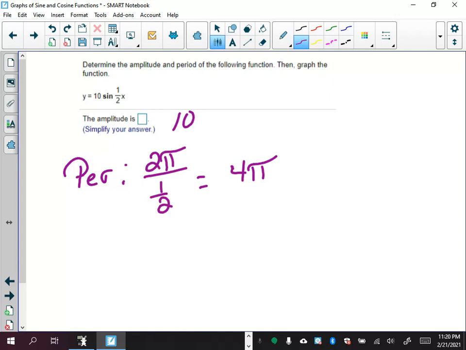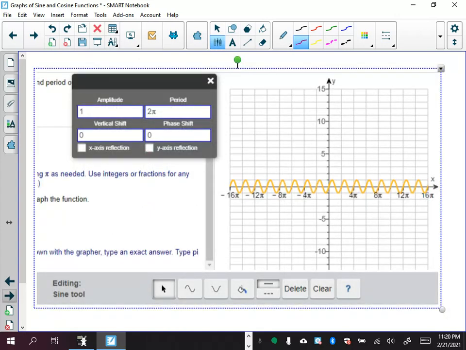So let's talk about the graphing piece. On the graphing piece, you're going to get something that looks like this. You have this editing tool that pops up here at the bottom. You've got the little arrow button, then you have these two graphs sitting right here. The first one is your sine graph. Your second one is your cosine graph. You don't need to worry about anything else over here, just these two.